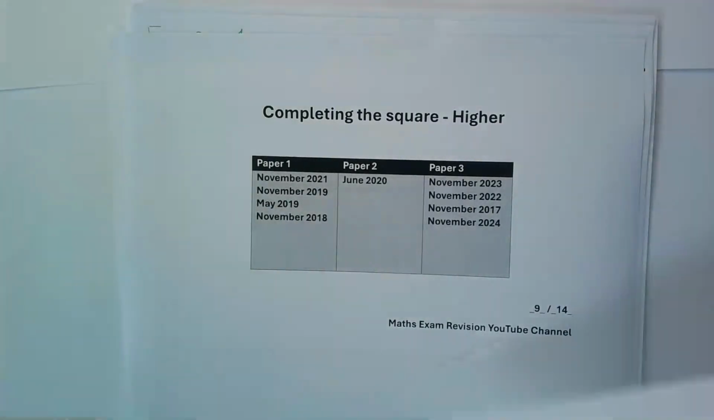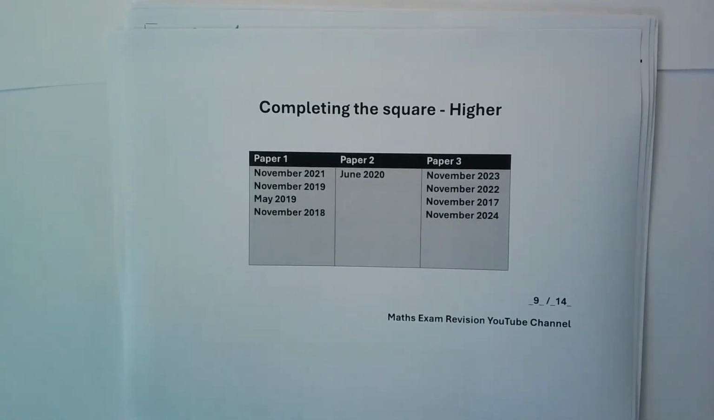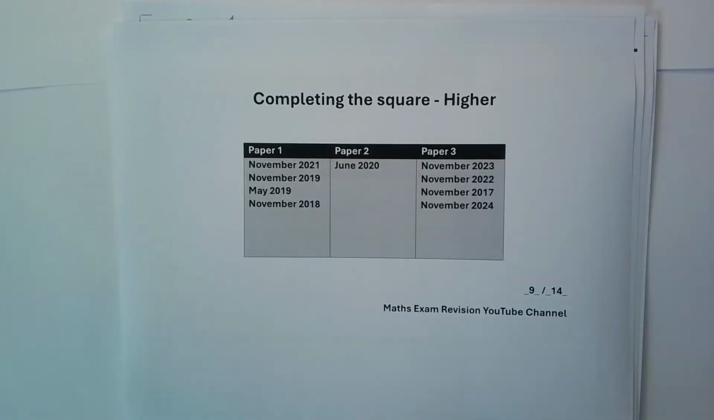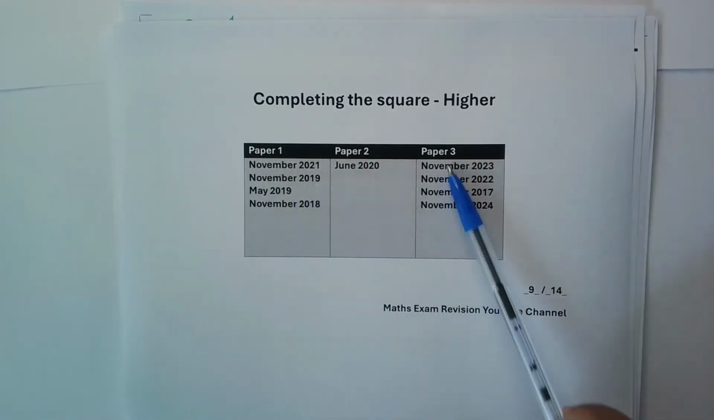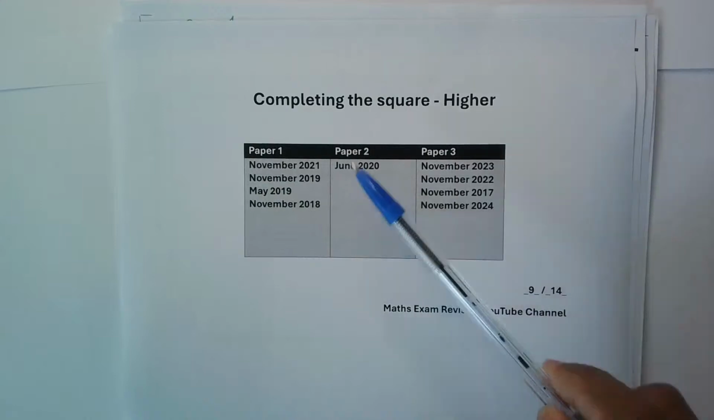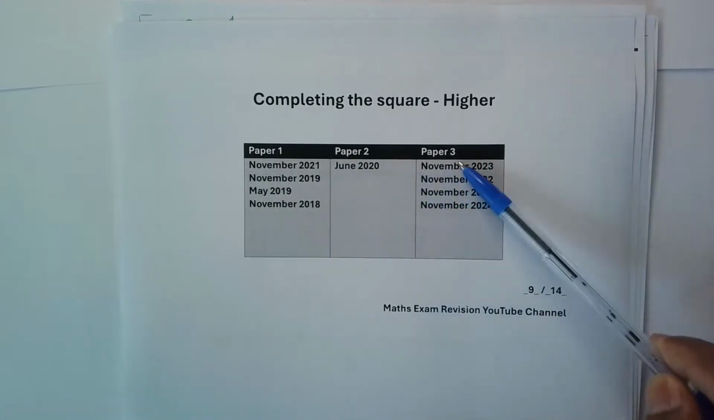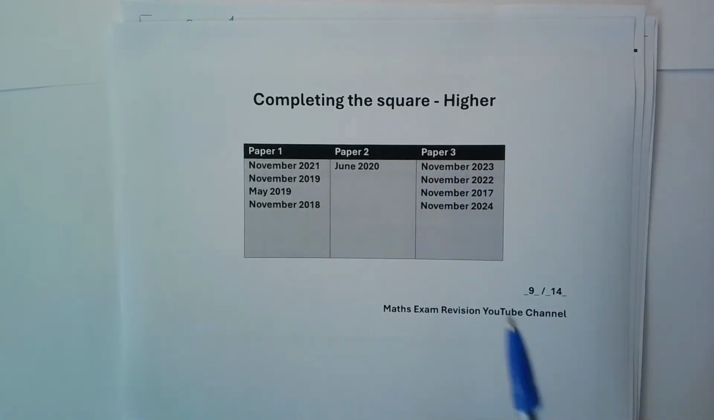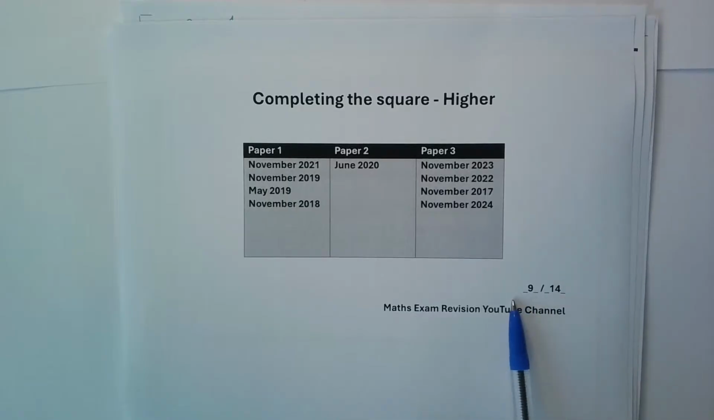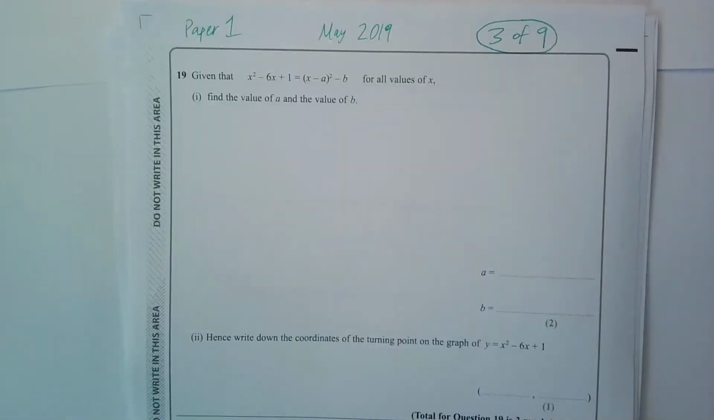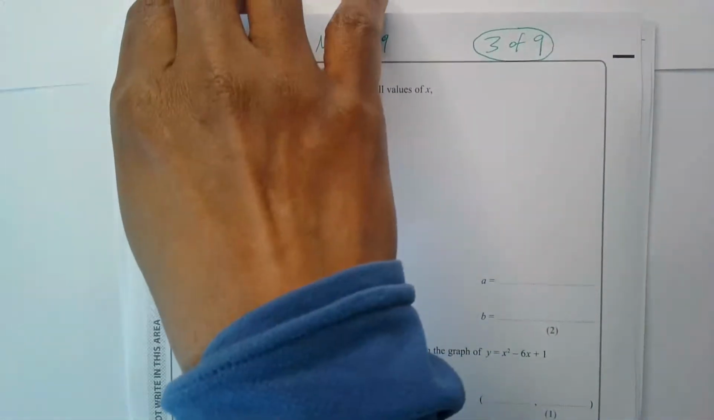And here is an analysis of completing the square. How important is this? Well, you can see it appears in November papers quite a lot. It's appeared in paper 1, it has appeared in paper 2, June 2020, and paper 3. Out of the 14 sets I looked at, it appeared 9 times. So it is quite a popular topic, quite a frequent topic rather.